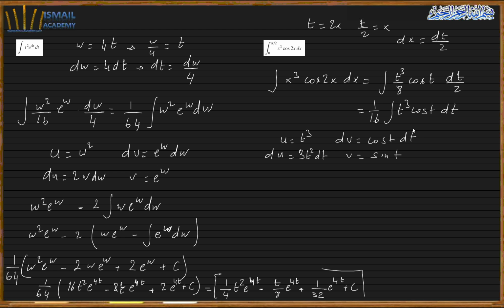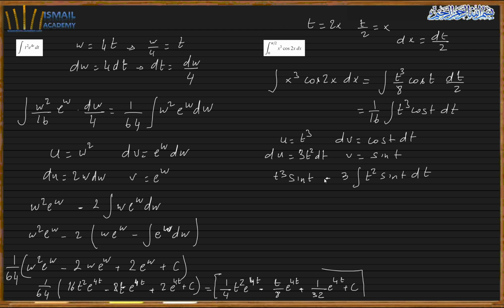And when you recognize which one is your derivative and which one is your function, it becomes more and more simple, and you can even go faster integrating using integration by parts. So here is going to be vu, which is going to be t cubed sine of t minus the integral of 3t squared sine of t dt.